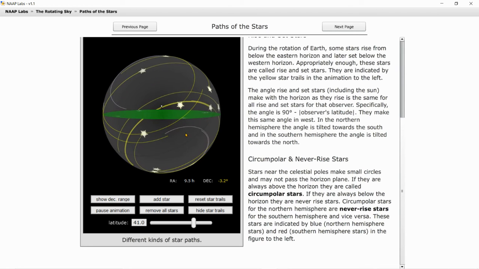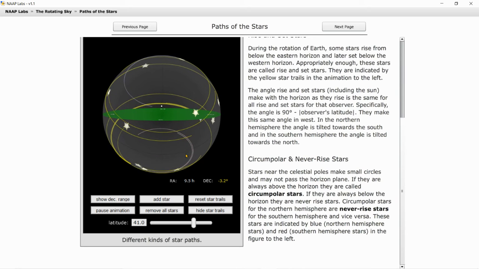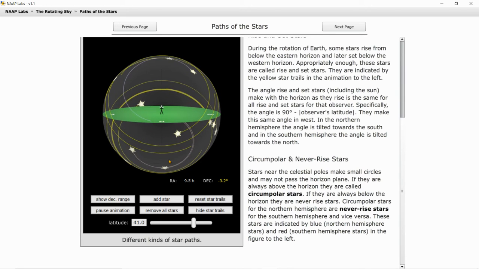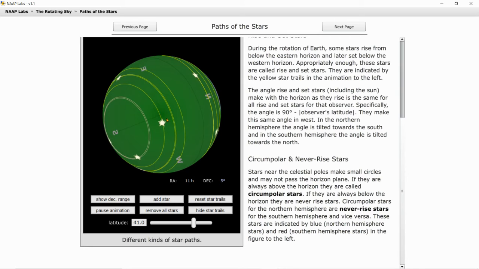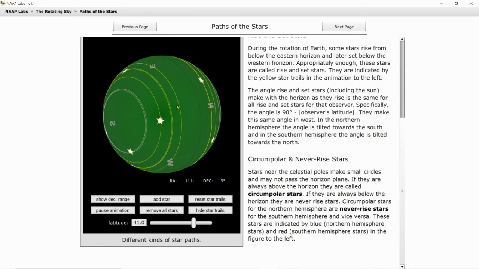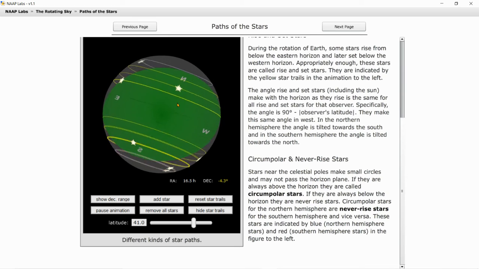So as you can see, what it was talking about, here's a circumpolar star. It's in blue, okay? You can always see this star. It doesn't matter what time of the day, it's out there. You can see it. People in the southern hemisphere, if we go down here, you'll never see that star, okay? That is a circumpolar star or a never rise star for people in the south.